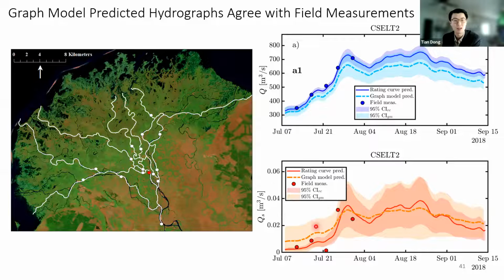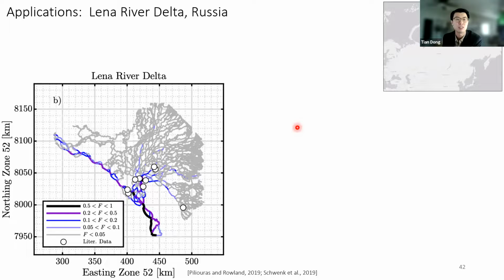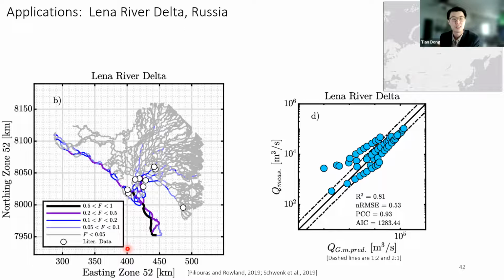To further test our method, I applied it to several other delta systems around the world. One of them is the Selenga River Delta in Russia, and this delta system drains into the Russian Arctic. Here I'm showing the model prediction, which has a similar color scheme. And our prediction actually agrees really well with field measured data at these gauging stations.